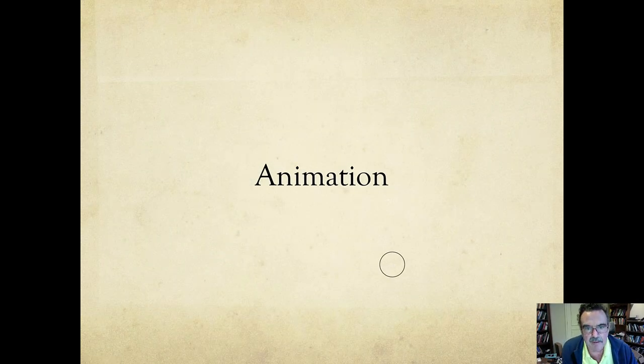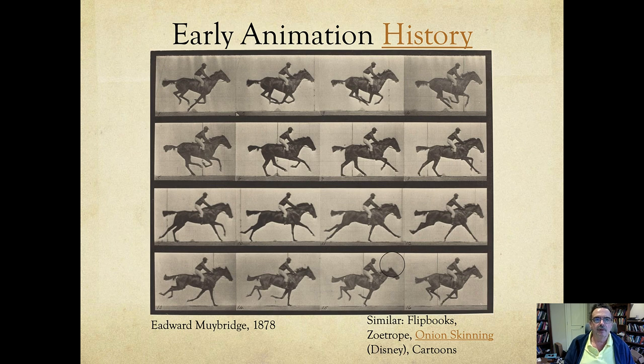Process modeling and animation has a rich history. We'll go over some of this. Some early animation history was from Eadweard Muybridge in 1878, and there's a whole lot of technologies that are related to this. The zoetrope, you may have heard of that. It spins around and provides an animation. Flip books, and the idea of onion skinning from Disney, and you may think of cartoons.